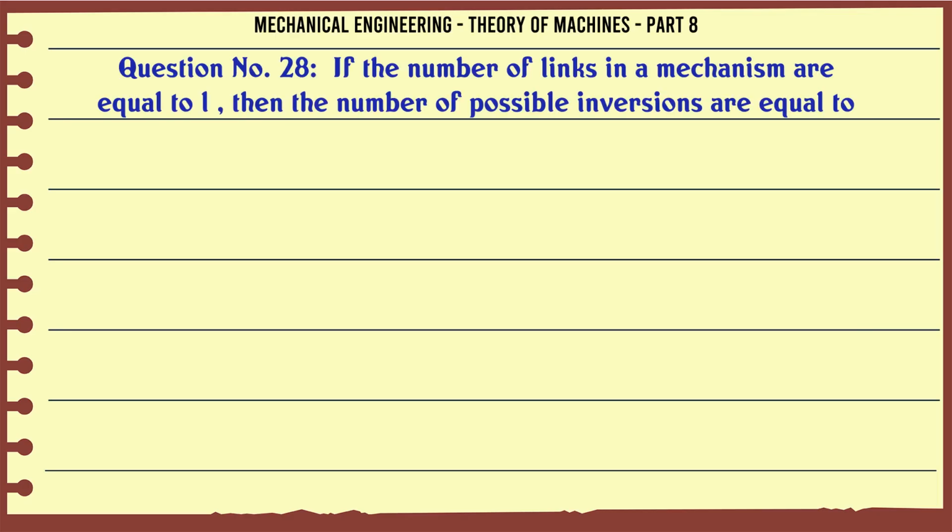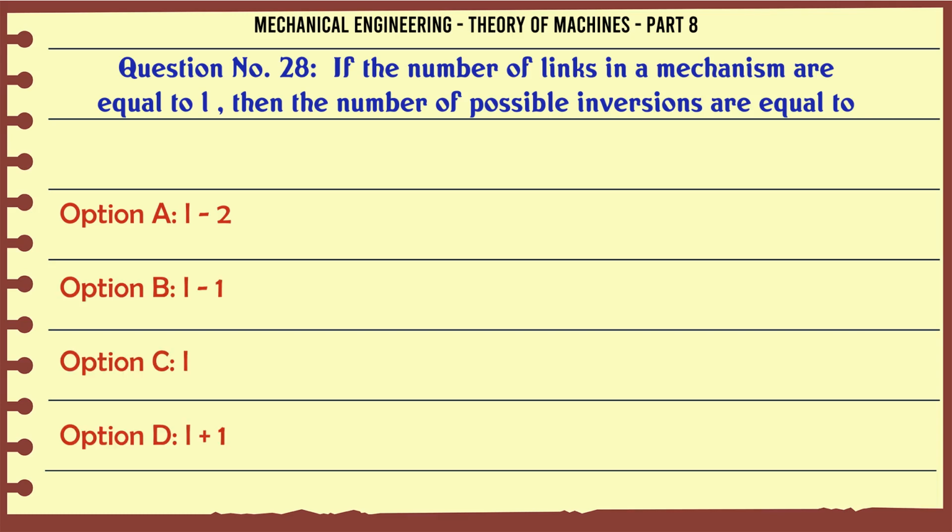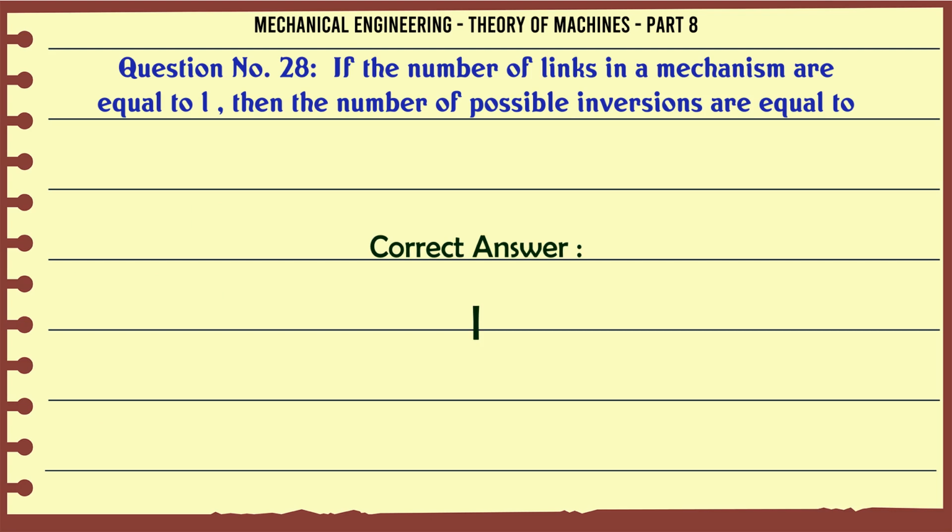If the number of links in a mechanism are equal to L, then the number of possible inversions are equal to A. L-2, B. L-1, C. L, D. L+1. The correct answer is L.